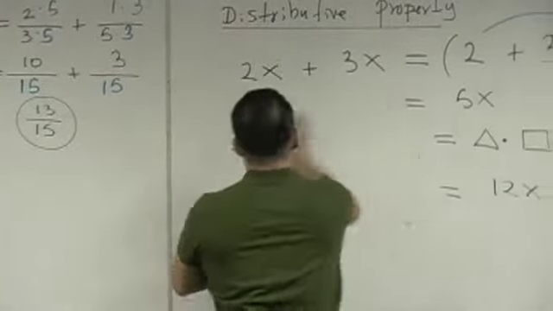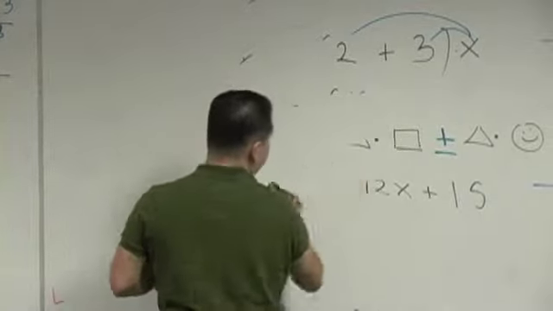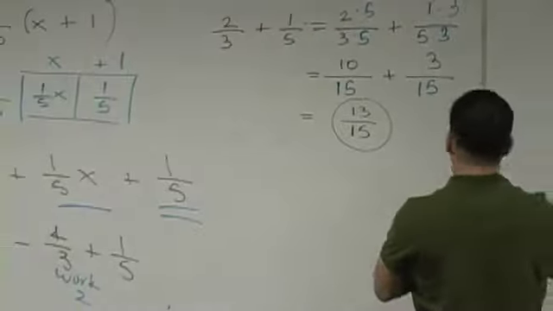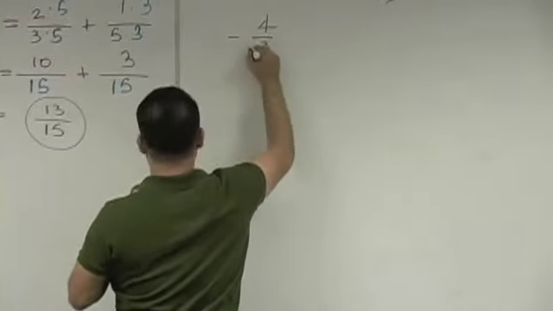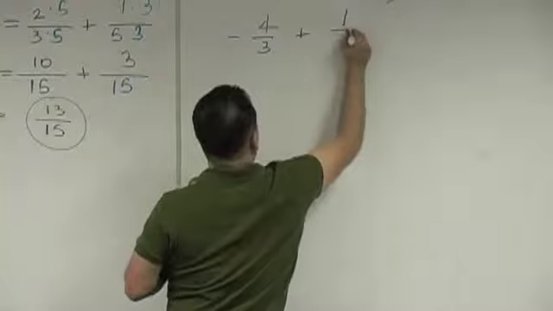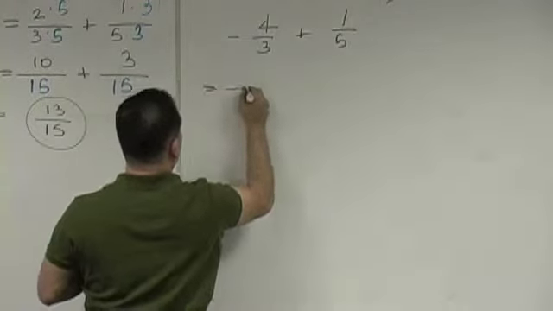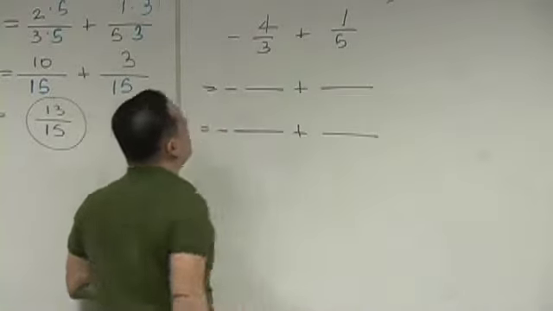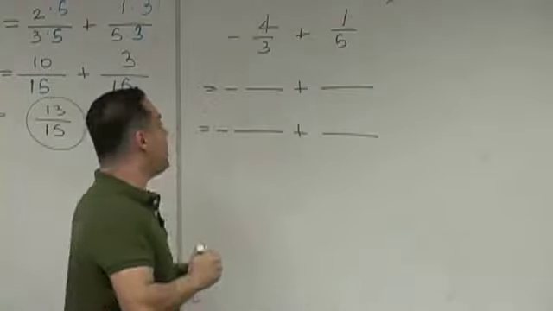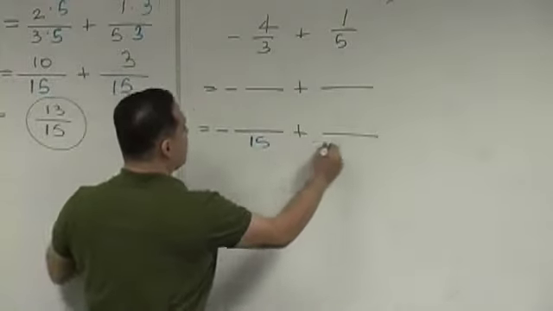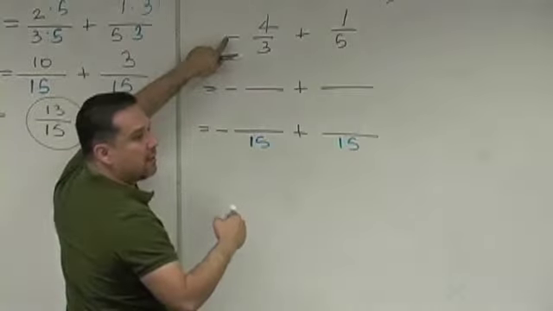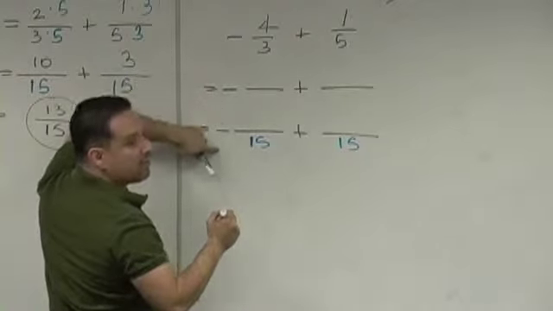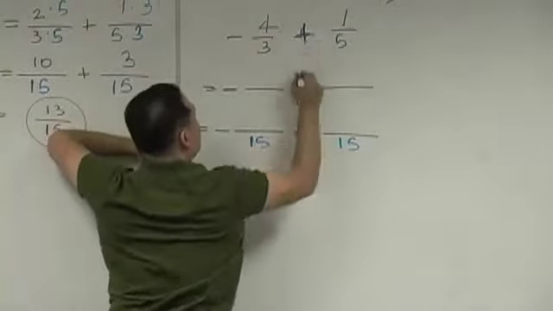Let's see what this is. LCM of 3 and 5 again is what? 15. What do you guys notice that I did here in this problem? See that minus sign? It's still what? Still minus. It's still negative. It's still there. You guys see what I just did? And this is still an addition problem.